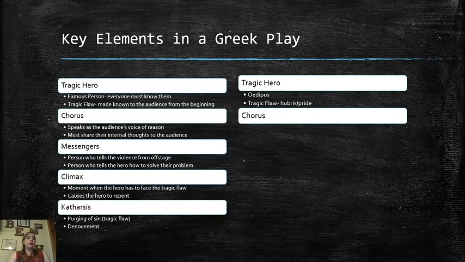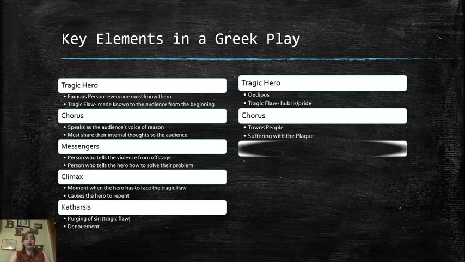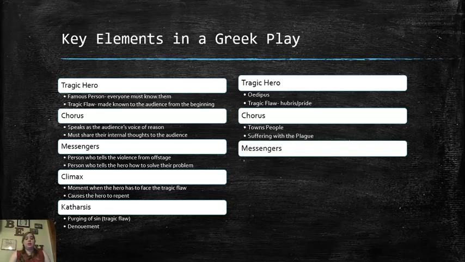Next, we have the chorus. This is our townspeople. They constantly are speaking to us about the suffering from the plague and how it needs to be purged from their city, and they would do anything to get rid of it. Okay? Next, we have the messengers. For this to work, we need to have people who are actually messengers, which is stated in the play. We also use Tiresias for this.